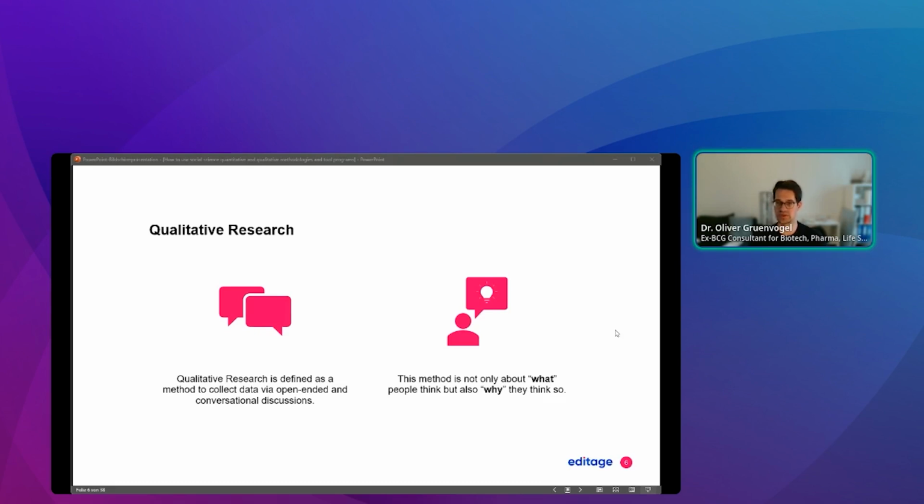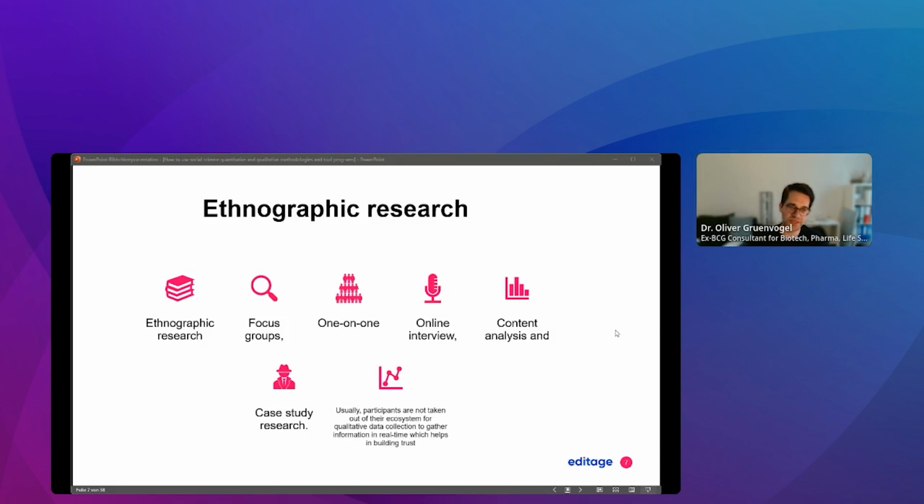So it allows you to go a little bit deeper into relationships and the definitions of this person that you're interacting with. You can have another layer of complexity in there. There are different ways to do qualitative research. Very commonly used methodologies, these are really the prototypes that we have here, are ethnographic research, so focus groups, one-on-one meetings, also online interviews if it's not in person. There's content analysis and case study research.